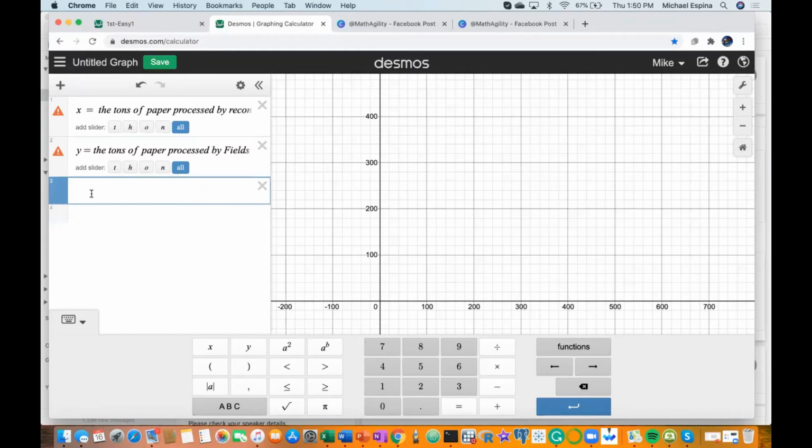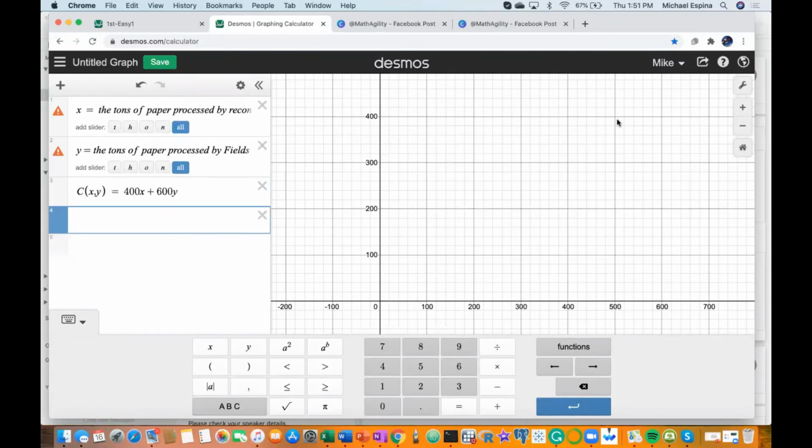Second, our objective is to minimize the cost, and that can be represented mathematically by C of x and y is equal to 400x plus 600y. We will use this equation to compute the various costs that will result in the combination of the processed papers by Recon and Fields company.